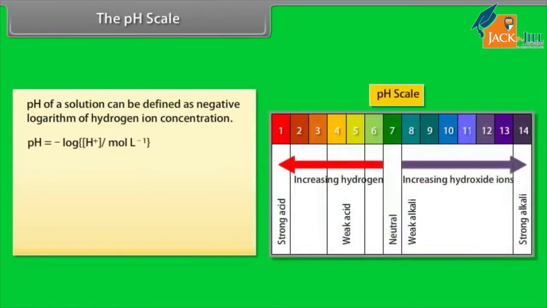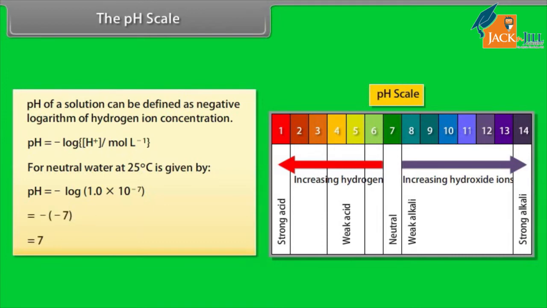The pH scale. The pH of a solution can be defined as the negative logarithm of hydrogen ion concentration. For neutral water at 25 degrees Celsius, it is given by pH is equal to minus log of 1.0 into 10 raised to the power minus 7, which is equal to 7.